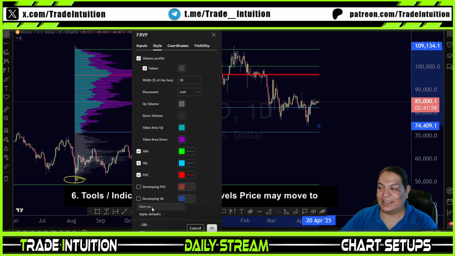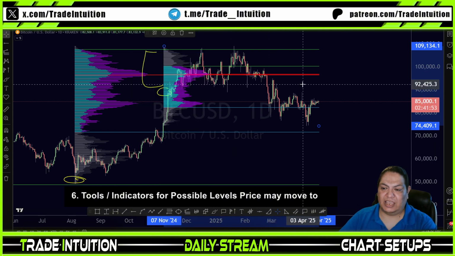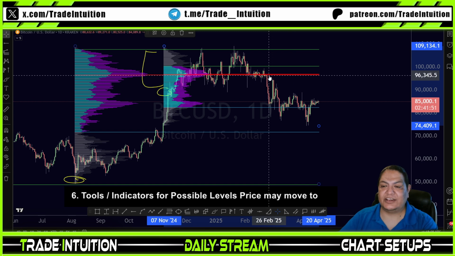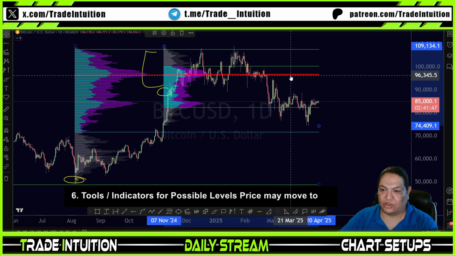You can save it as a template. So I'm gonna say okay. Now these are pretty much the same. Right now, this is saying that we are underneath the point of control. Again, this is saying where the price might go to.